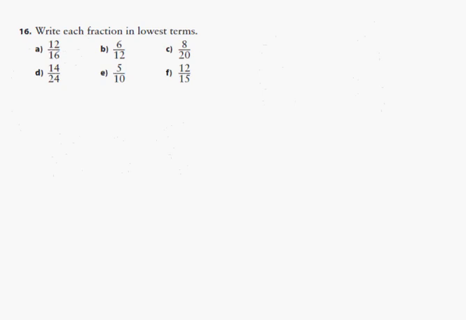For question B, hopefully you know that the greatest common factor between 6 and 12 is 6, which reduces down to 1/2. The greatest common factor between 8 and 20 is actually 4, but if you didn't know that and you reduced it by 2, you would get 4/10, and then you'd realize, hang on a second, those are both even numbers. I can reduce it by 2 again, and I get 2/5 as lowest terms.